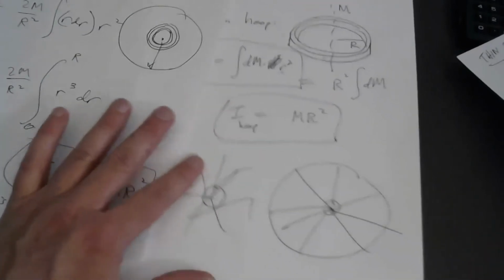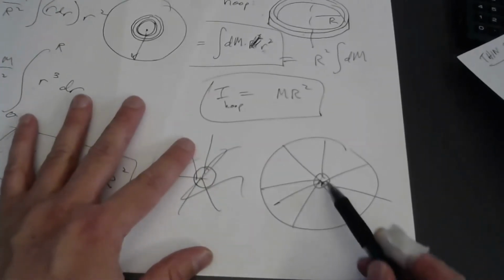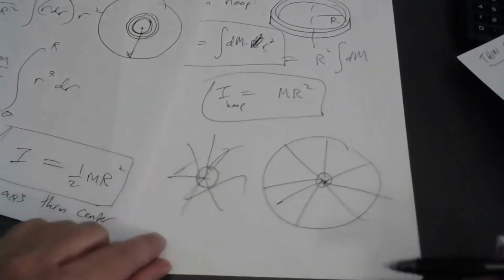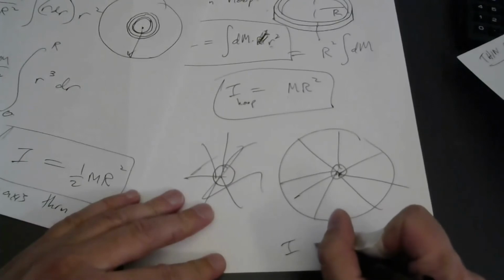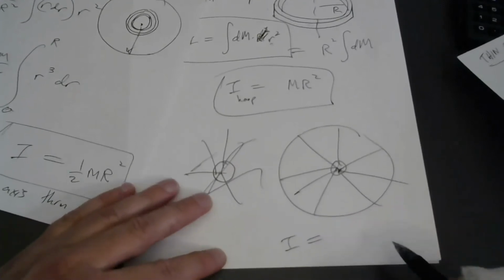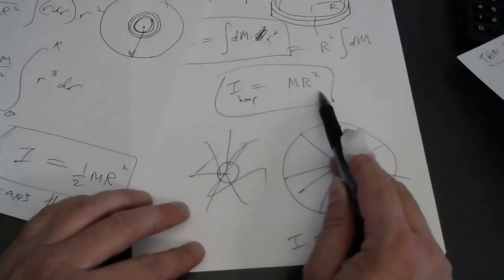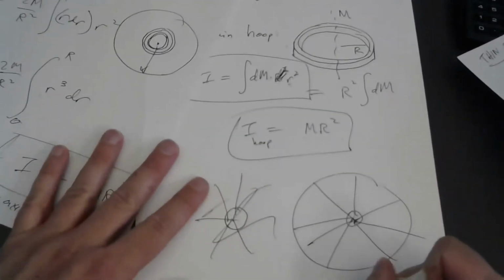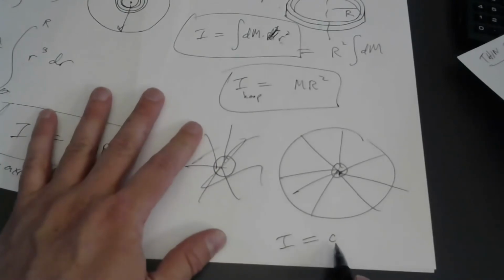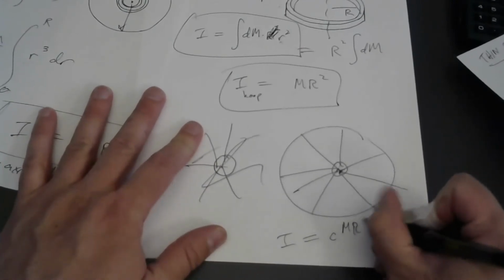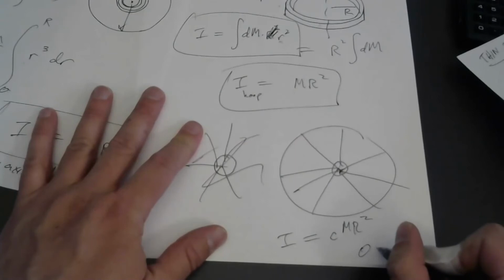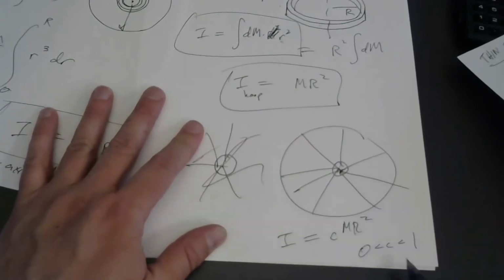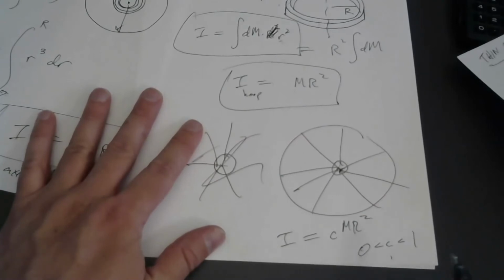I don't know, looks more like a wagon wheel now. Some of the mass is at the center, some is at the edge, some of it is distributed in between. I would expect this moment of inertia to be not necessarily 1 times mr squared and not necessarily 1/2, but something in the middle perhaps. So I'm just going to call it some unspecified constant c mr squared, where 0 is less than c is less than 1. C would have to be some number between 0 and 1.